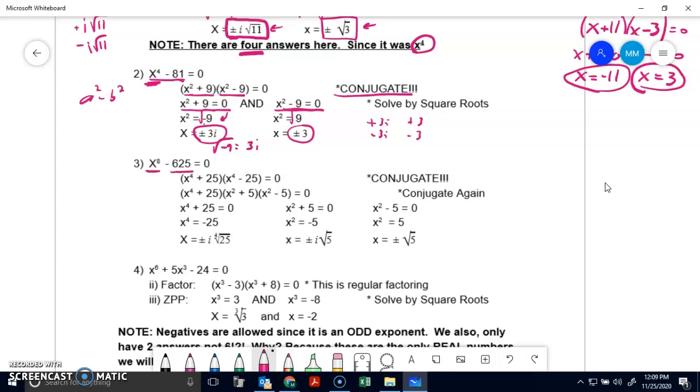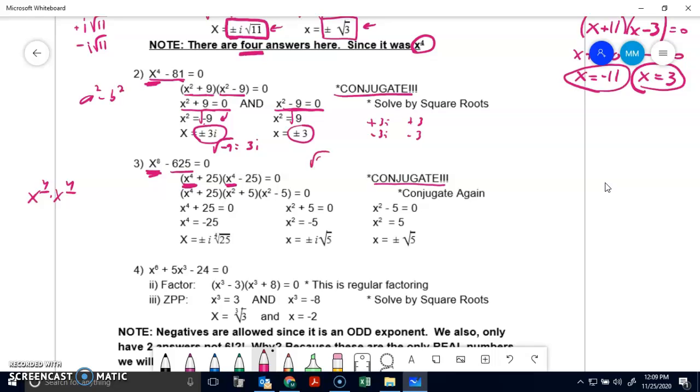X to the 8th minus 625. This is another conjugate rule. X to the 8th would break up into x to the 4th times x to the 4th, because remember your rules of exponents, when you're multiplying, you add exponents. 4 plus 4 makes 8. So I have 8 x's. I put 4 x's here, 4 x's here.